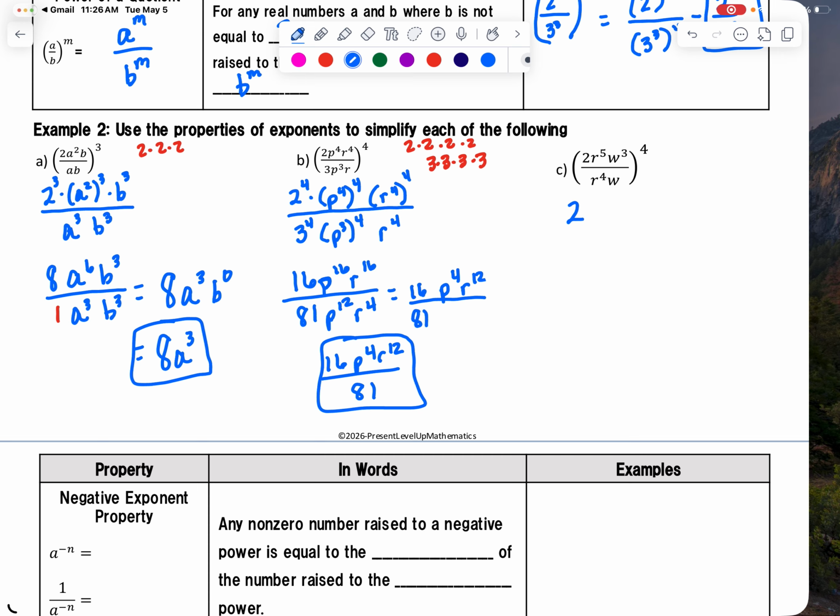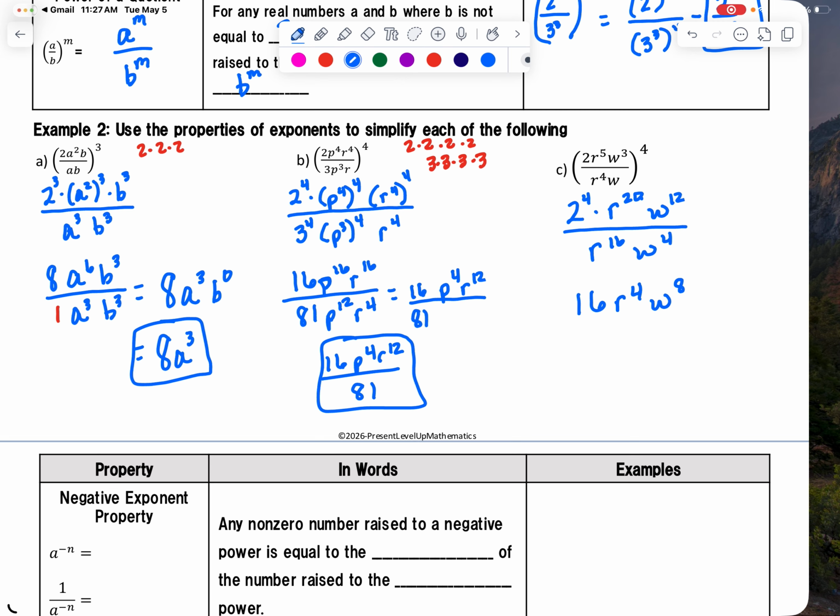So I raised everything in the numerator to the 4th power. So 2 to the 4 times r to the 20, 5 times 4, times w to the 12, 3 times 4, over r to the 16, 4 times 4, w to the 4. So 2 to the 4 power is 16. And then we're going to subtract our powers. 20 minus 16 is r to the 4, and 12 minus 4 is 8, so w to the 8 power.